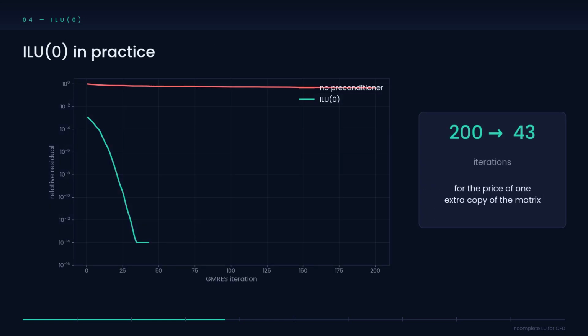Here is that statement as measured data. A convection diffusion problem with a coefficient jump of 1000. Unpreconditioned GMRES is still at 40% of its initial residual after 200 iterations, effectively stalled. The same problem with ILU 0 converges to machine precision in 43. From hopeless to routine, for the cost of one extra copy of the matrix.